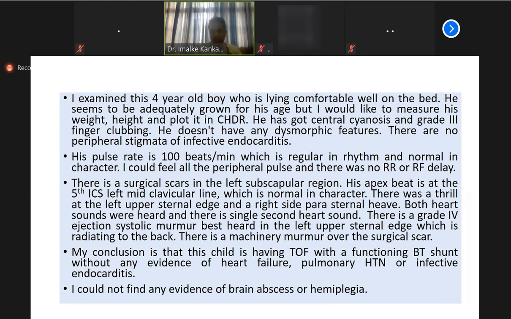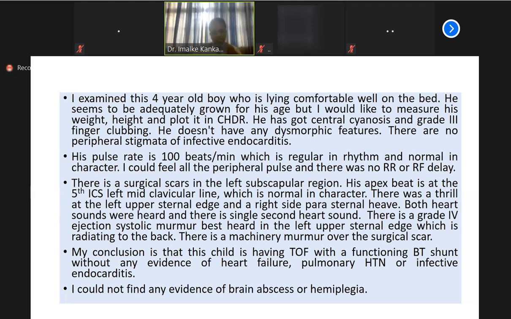Then that's inspection. The apex beat is at the 5th intercostal space in the mid-clavicular line, normal in character. There was a thrill at the left upper sternal edge and right side parasternal. Both heart sounds are heard, and there is a single second heart sound. There's a grade 4 ejection systolic murmur best heard at the left upper sternal edge. Thrill doesn't come and present with a grade 3 murmur. That's incompatible. If there's a thrill, then the murmur has to be grade 4. It radiates to the back, exactly the same place on the back of the chest. And there's a machinery murmur over the surgical scar.